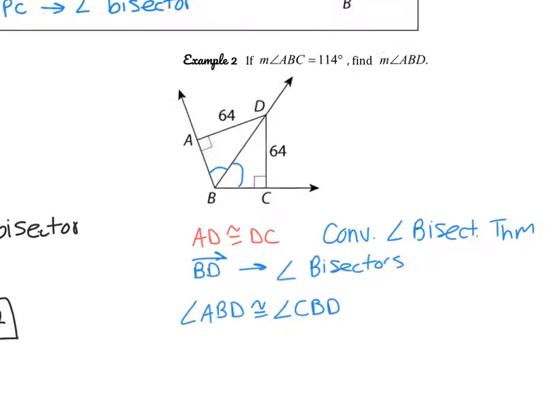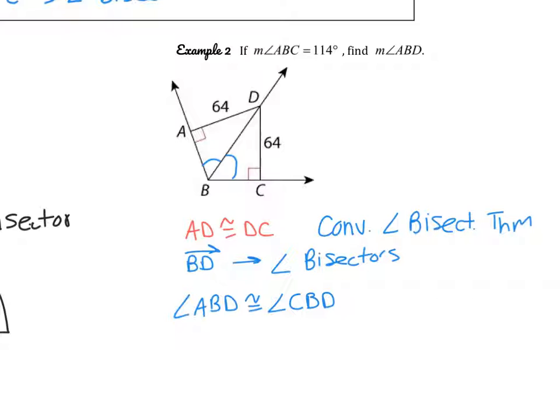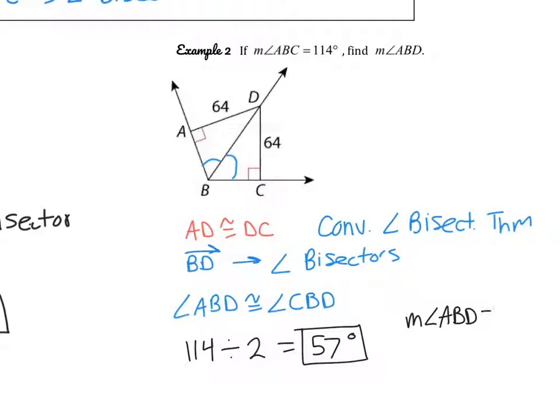Well, if the two angles are congruent, they have the same measure. So we can essentially take our larger angle, which is 114, cut it in half to create two equal segments, and what we get is 57 degrees. So that is the measure of angle ABD.